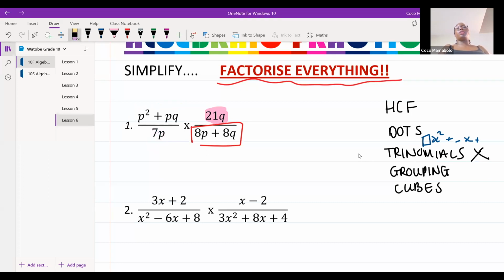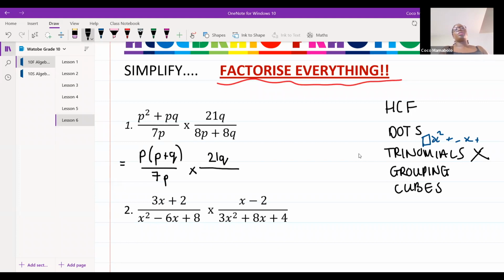And while we do that, because I know you guys have the answer now, you probably have it written down. At the top, I'm going to take out P, and I'm going to have P plus Q left over, 7P multiplied by 21Q all over. And at the bottom, I know that I have 8 in common, so I'm going to take 8 out, P plus Q. Okay. Let me know, guys, what is my next step?